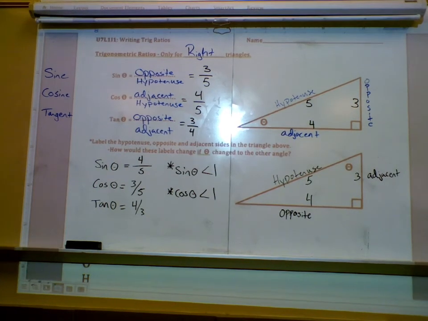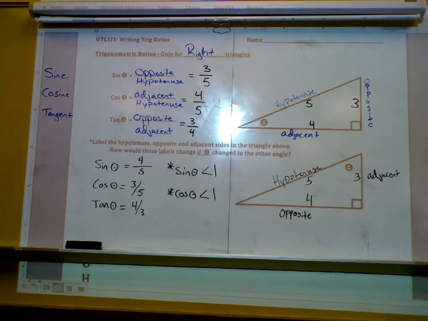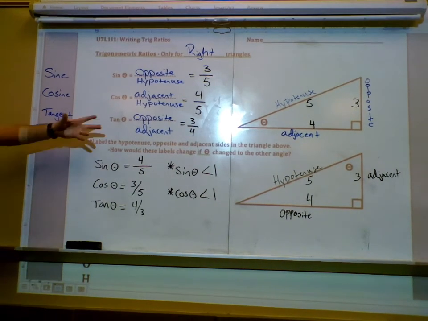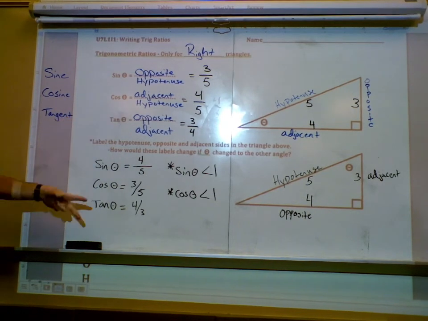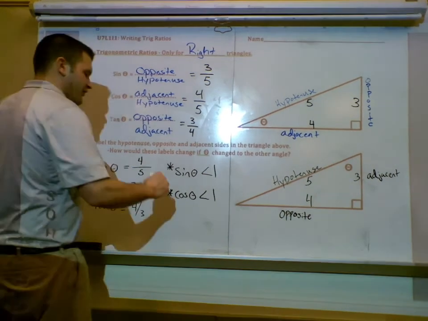What about tangent? Jasmine, can it be bigger than 1? Yes. Is it always bigger than 1? No. Tangent can be any number, because it all depends on the relationship between opposite and adjacent. Sometimes it's less than 1, sometimes it's more than 1. So what do you put? Tangent can be any number. Tan of theta can be anything.